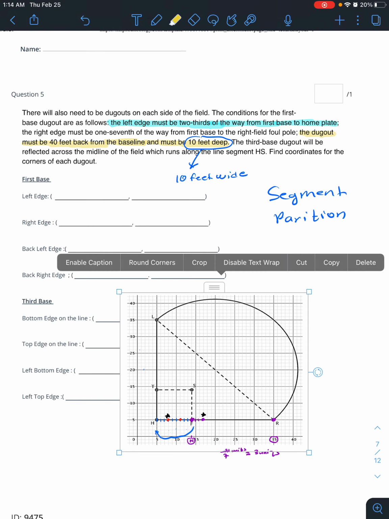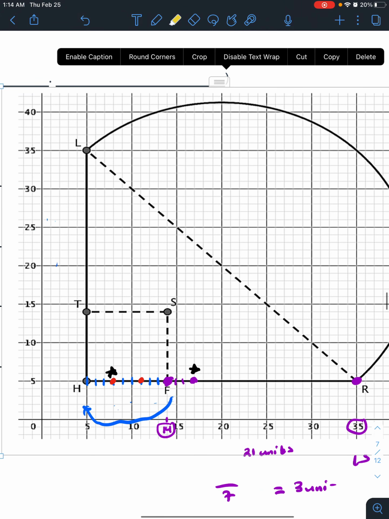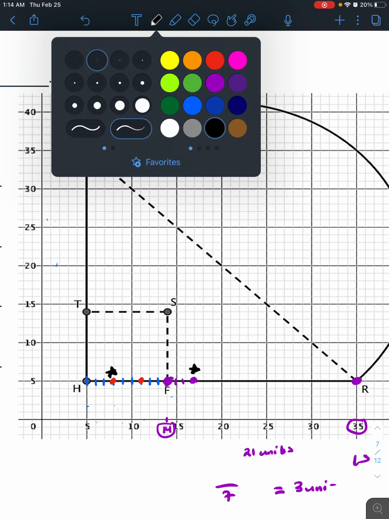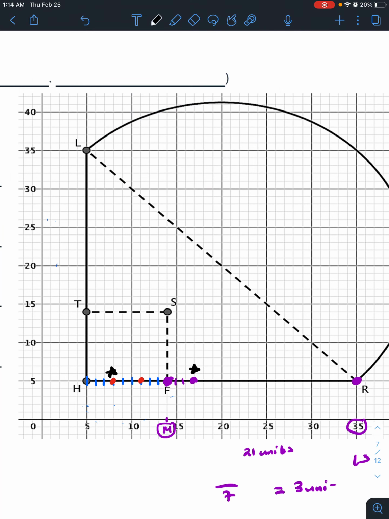So when I look at my picture, I need to be 40 feet away from the baseline. If you think about what 40 feet represents in terms of the units, that means 4 units. So I'm going to take that star and I'm going to move it down right here. I'm going to take this star and I'm going to move it down right here. So those are the points where my dugouts are.